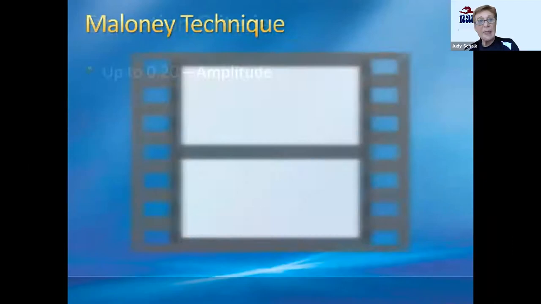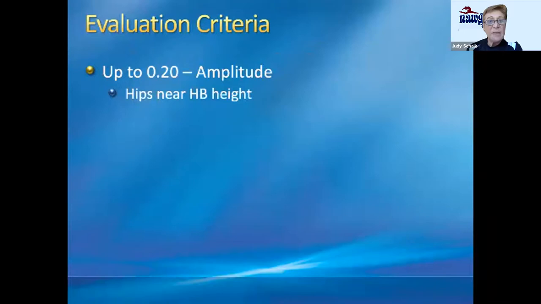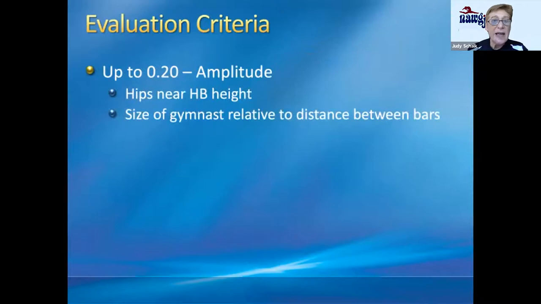Okay, and our up to two for amplitude. We're looking for the hips near high bar height and the whole body stretched and extended at that high bar height. I just wanted to put a little note in here about the size of the gymnast relative to the distance between the bars. Releases between the bars, high to low or low to high, are much harder for the little gymnast if she does not adjust the bars as we do in JO. So she's got a lot more distance to travel.